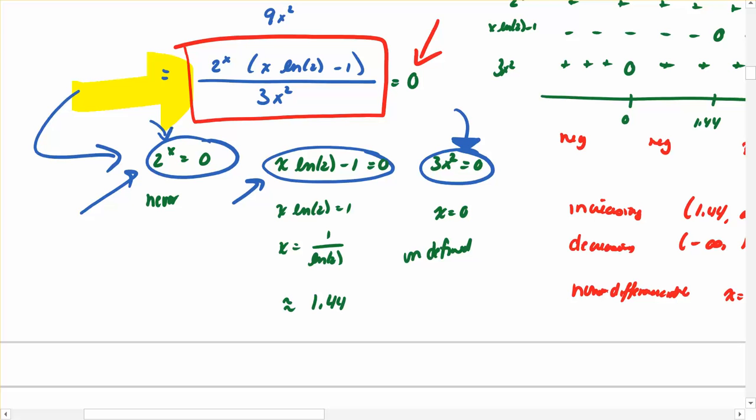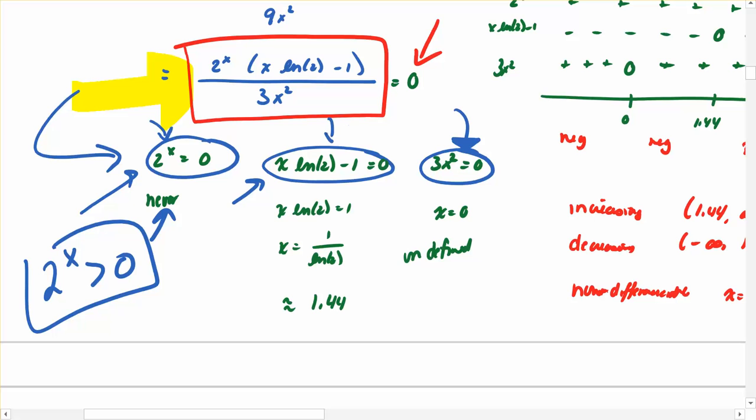So what are the 3 values? Well, when does 2 to the x equal 0? It doesn't. Why? 2 to the x is always what? 2 to the x is always greater than 0. Exactly. So it's never, right? What about x ln 2 minus 1? Well, that's about 1.44.